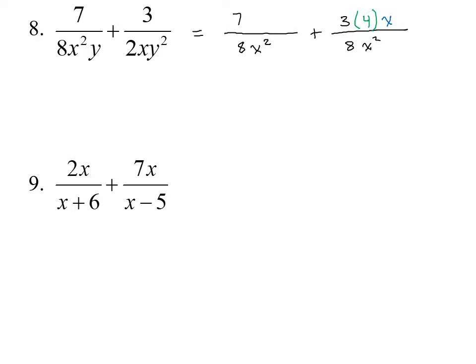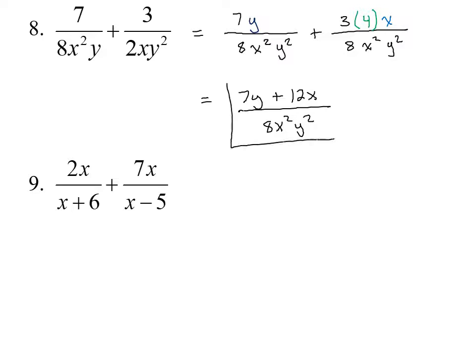So that's what I'll put on top. And the y's, the highest power, is y squared. On the one on the left, it was 8x squared y. I had to stick an additional y on there. So that additional y I stuck on there, I'll have to put on top. And then the 2xy squared already had y squared, so we don't have to do anything to the second fraction. So what we'll have is 7y plus 12x all divided by 8x squared y squared. And that's my answer.